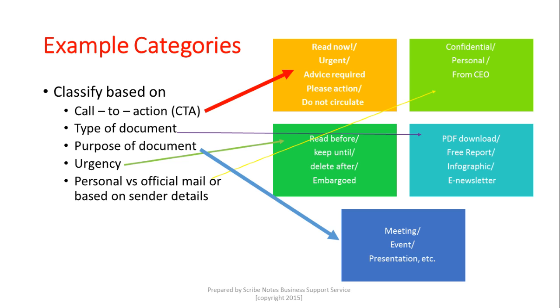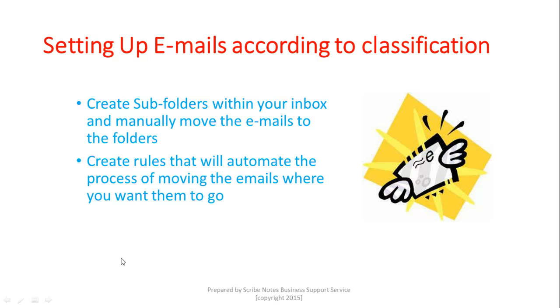So these are the different ways by which I help my manager classify by renaming the subject line of the email before we actually send it out to the people concerned. So setting up emails according to classification. What I do most of the time is to organize my inbox by creating subfolders and manually move the emails to the folders.